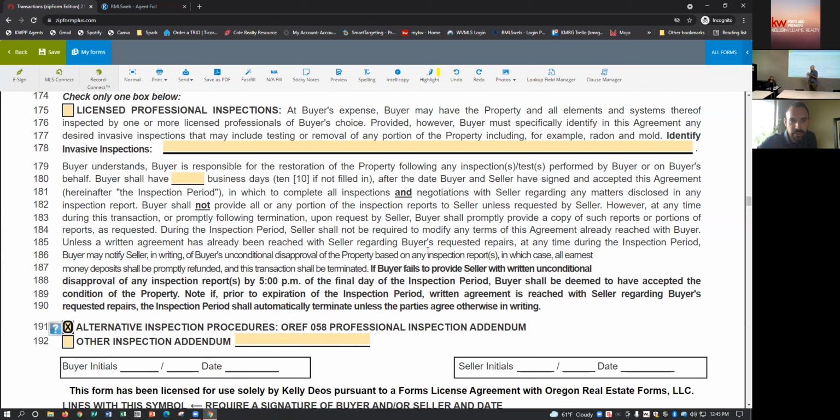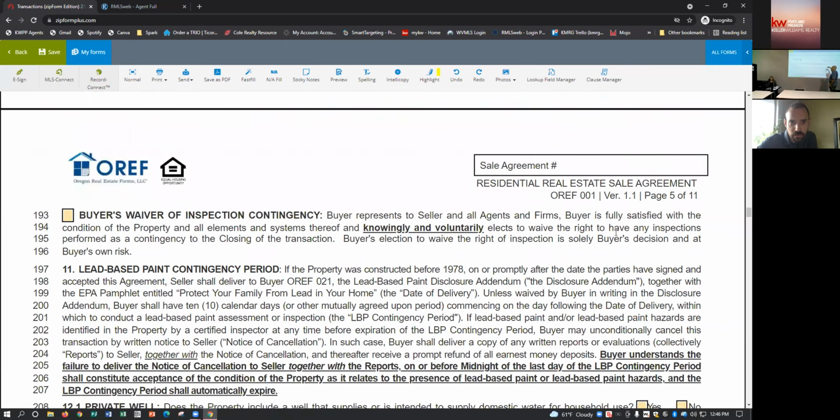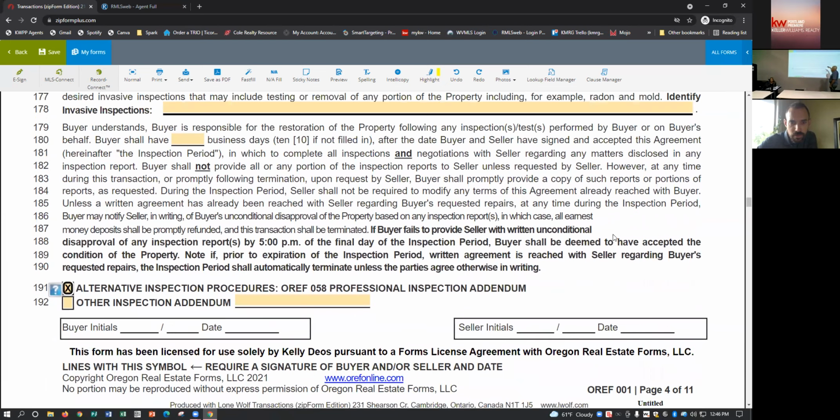Exactly. What I like to do, I like to have that expire, and it's on a separate addendum. It also calls for a specific addendum being used in here. So if you're going to make a repair request, you're going to use OREF. Let me pull it up. Isn't it down here? Did they change it? Copy of reports and portions. They took it out.